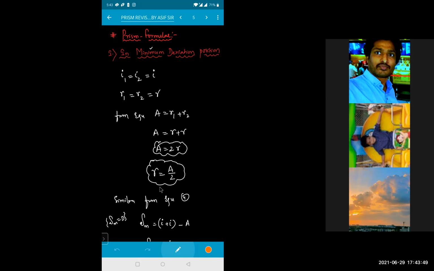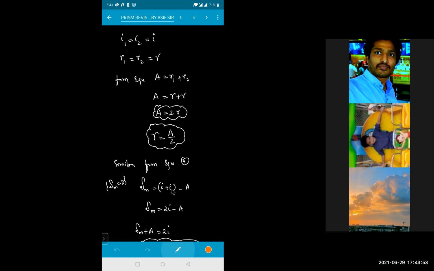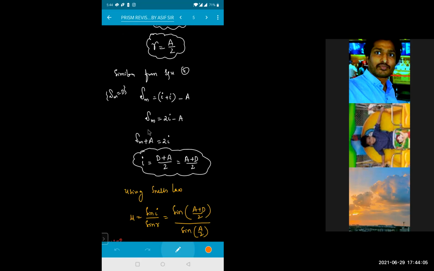Now similarly, equation number 4: deviation is I1 plus I2 minus A. Both of them are the same in minimum deviation, I1 and I2 are equal to I. So it is 2I minus A. So deviation, this minus A will go here. So Dm plus A is equal to 2I. So I is equal to (D plus A) by 2. This deviation I'm writing as capital D. So I is equal to (A plus D) by 2.